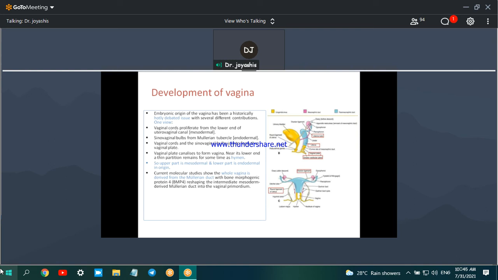Near its lower end, a thin partition remains for some time and persists as the hymen. So the upper part is mesodermal and the lower part is endodermal. But current molecular studies show the whole vagina develops with bone morphogenetic protein 4, BMP4, reshaping the intermediate mesoderm derived Müllerian duct into the vaginal tube.